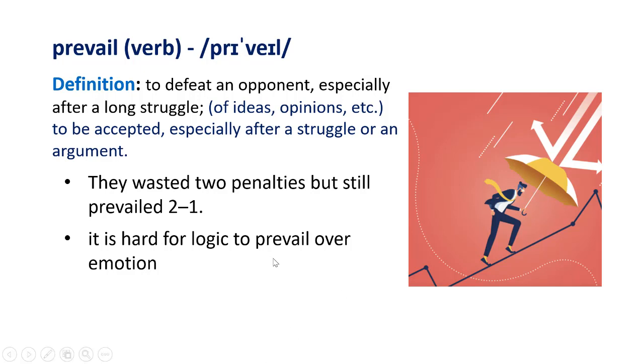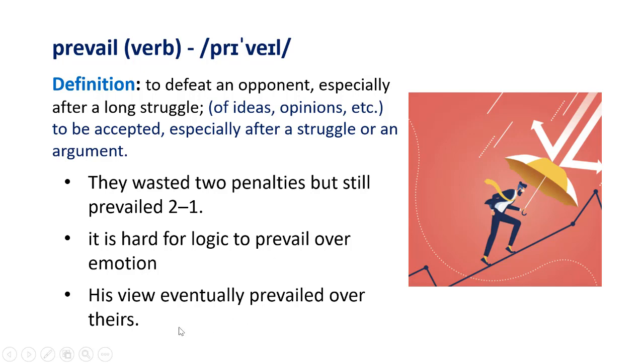Okay, and we have the third example for the second meaning, for ideas, opinions, etc. to be accepted, especially after a struggle or an argument. One example is like this: his view eventually prevailed over theirs. Eventually means finally, right? So his view finally prevailed over theirs. Or you can read it again: his view finally won over all the others.